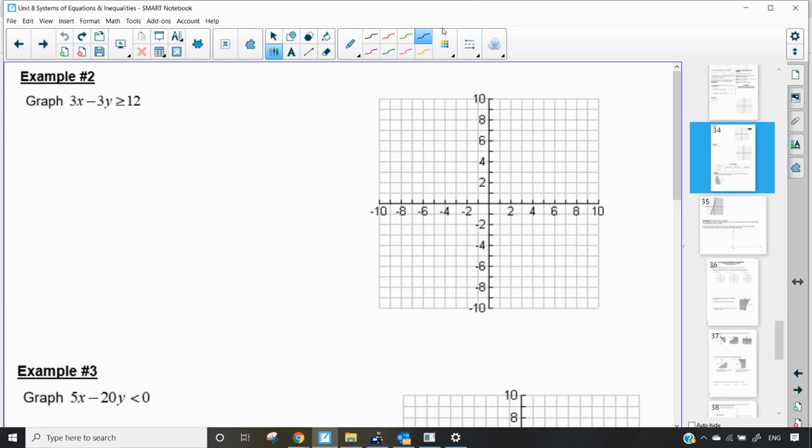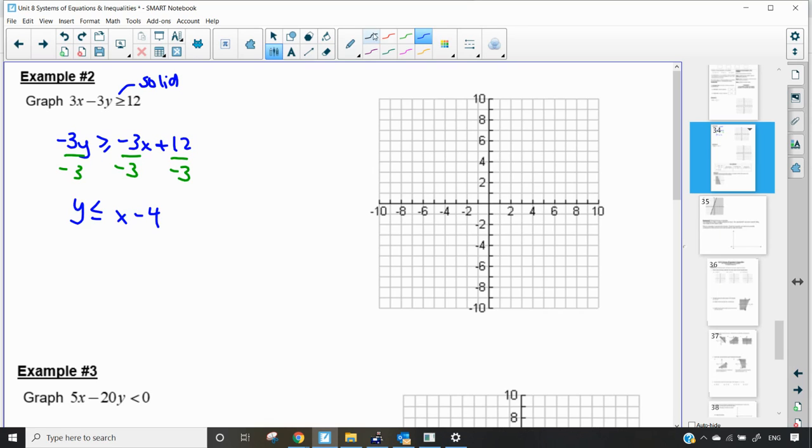So moving on to example 2, we're asked to graph 3x minus 3y is greater than or equal to 12. Well, we have that equal to sign there, so we know this is going to be a solid line. And in order to graph this, we're going to have to rearrange our inequality. So we're going to have -3y is greater than or equal to -3x plus 12. And to get y by itself, we're going to divide by -3 on both sides. So that leaves me with y is less than or equal to x minus 4.